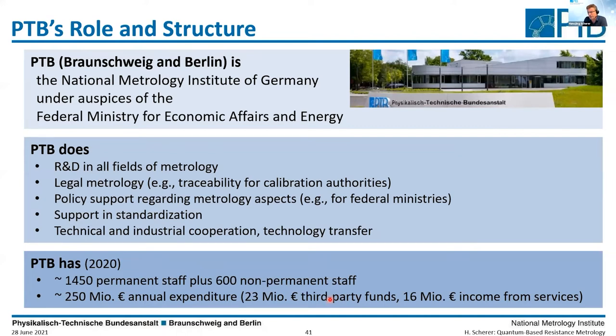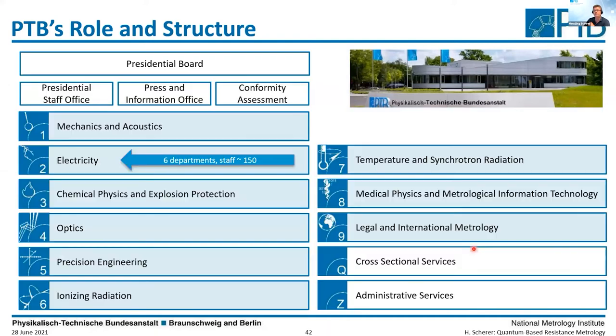We support politics regarding metrology aspects, for instance, ministries. We give support in standardization and also do a lot of cooperation in technical and industry, for instance, by technology transfer. PTB has, and these are numbers from 2020, about 1,450 permanent staff members, plus 600 non-permanent. We have an annual expenditure of about 250 million euro. And those are the main numbers for PTB.